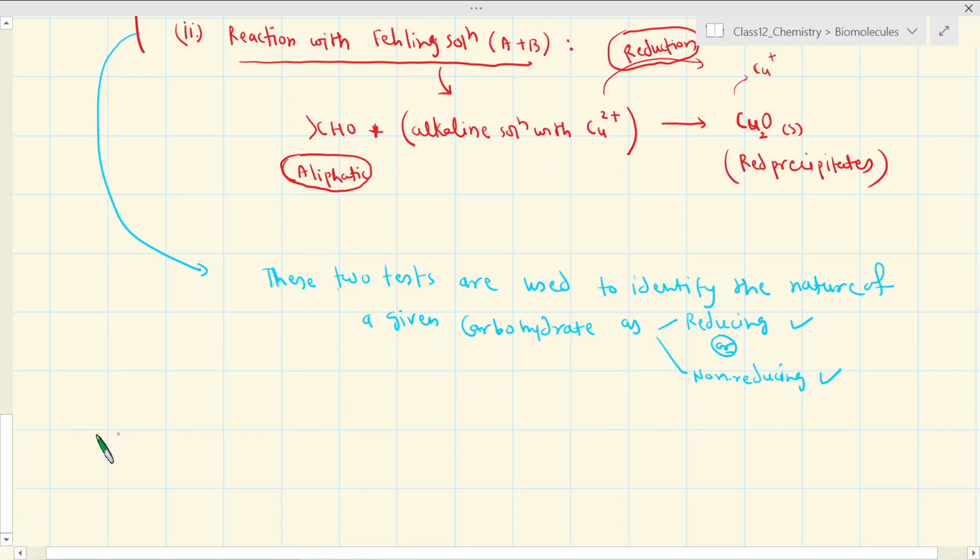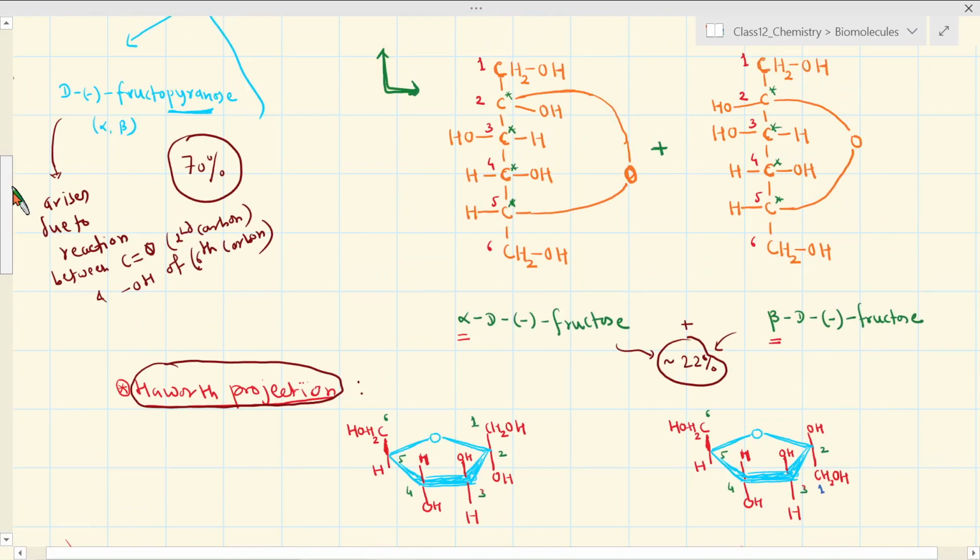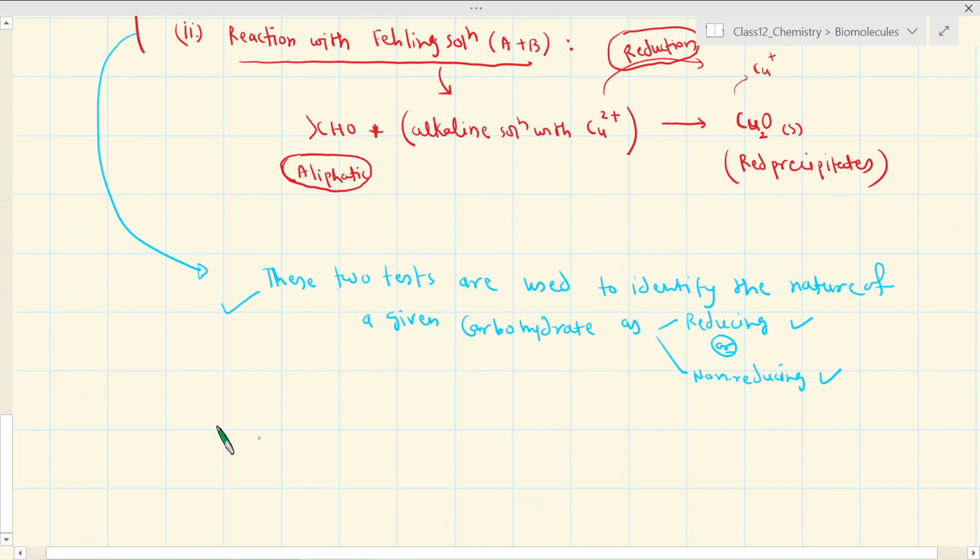Unfortunately, we do not have sugars higher than fructose and glucose in the syllabus, so we will not be exploring this property for them, but it doesn't matter. In general, all sugars can be classified into reducing and non-reducing based on this property. It is understood that glucose is a reducing sugar. We can very easily say that, no problem.